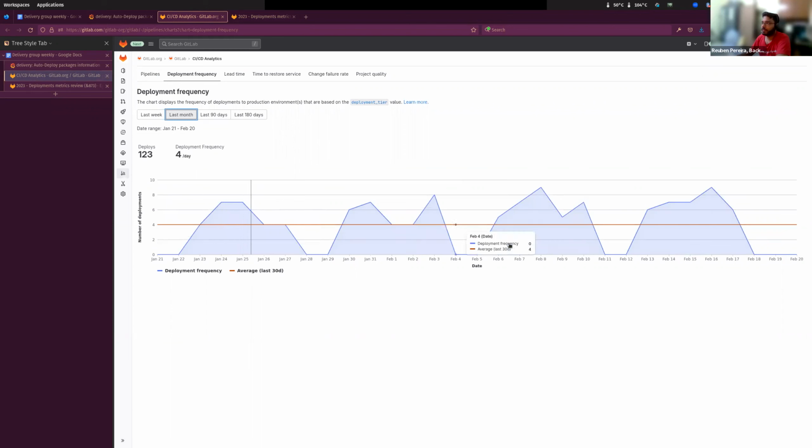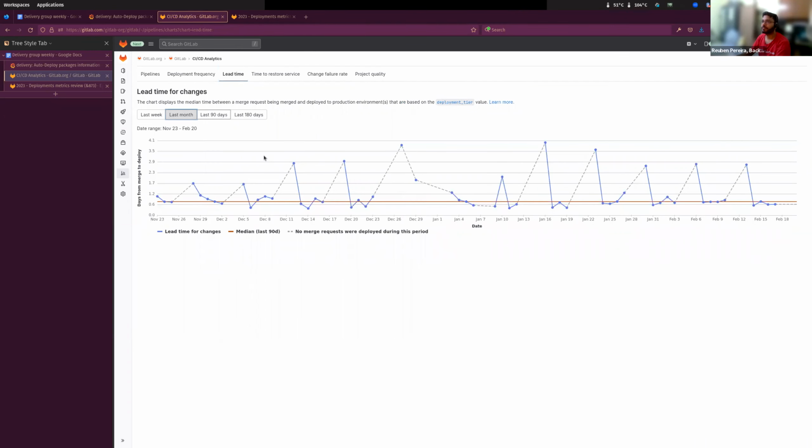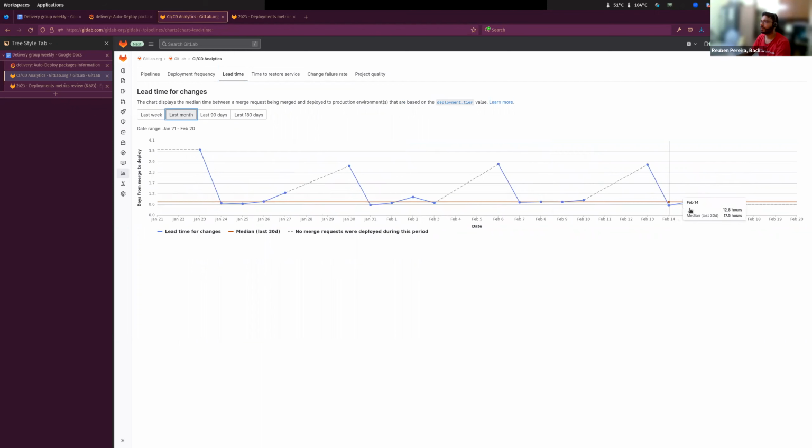Deployment frequency looks the same as last week. No big reduction, no big increase either. And lead time also looks the same. 17.5 hours.